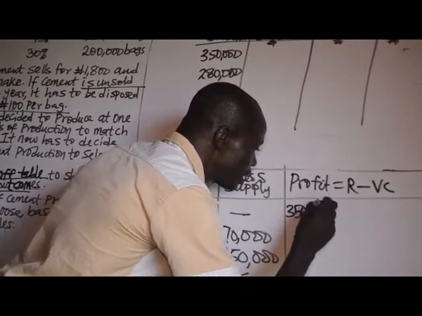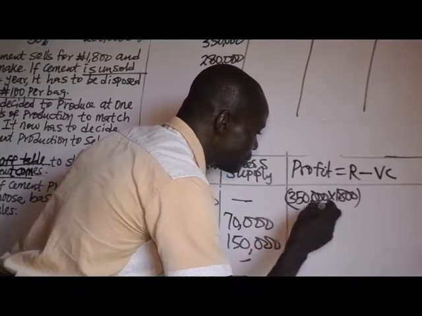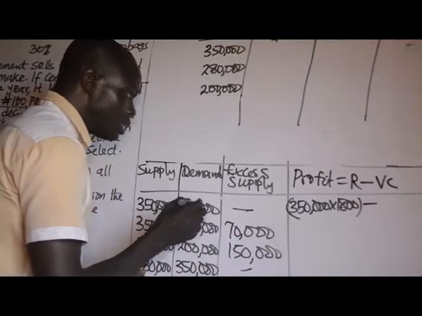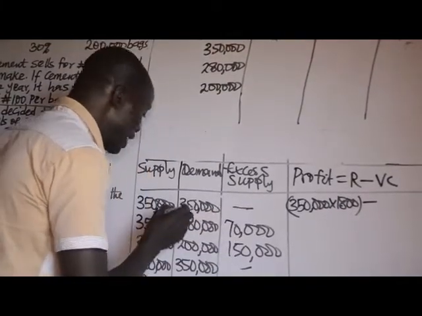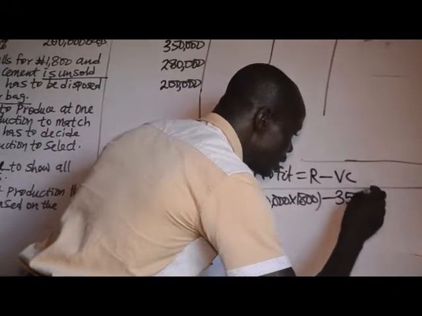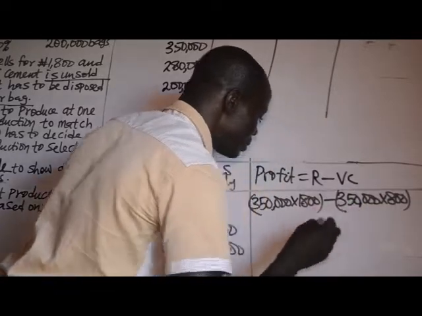350,000 units times 1,800. 1,800 is the selling price, minus your cost. Your cost is 800 naira times 350,000. 350,000 times 800. That is the cost.